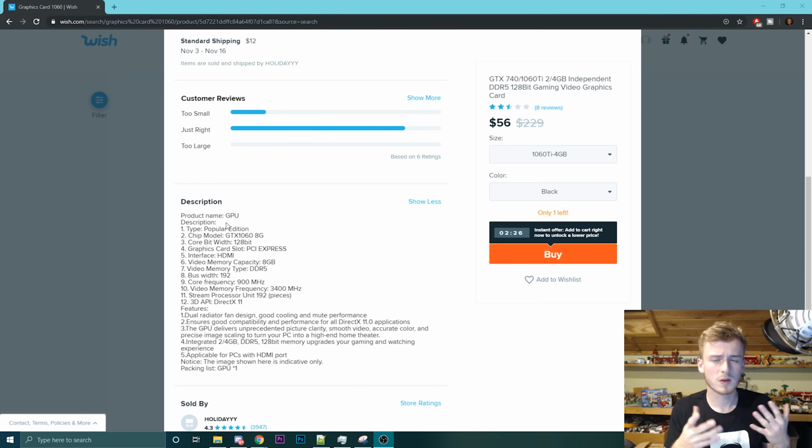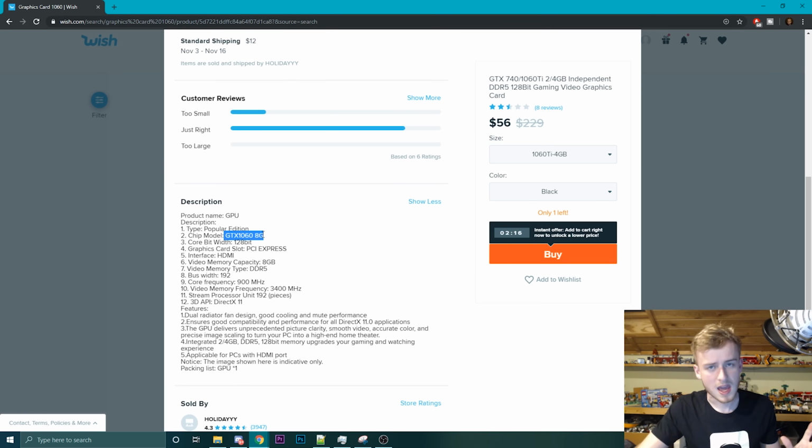Where this BS gets even more interesting is that this is advertised as a popular edition graphics card. The chip model is a GTX 1060 8GB, which, as I mentioned earlier, only had 3 variants of video memory capacity. You had a 3GB model, which was available in the US and pretty much everywhere. You had a 5GB model, which was only available overseas in the Asian market for some of these cyber cafes and gaming cafes. And then we had the 6GB variant, which was also available pretty much everywhere.